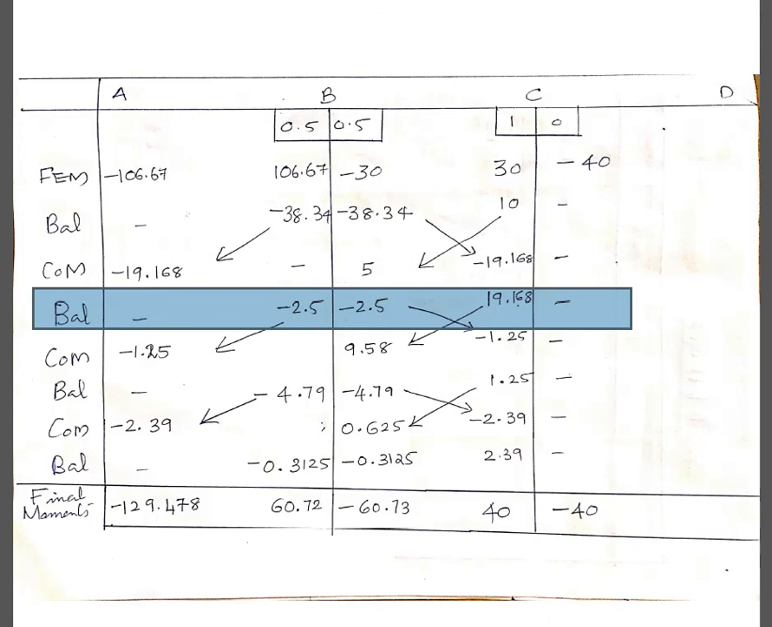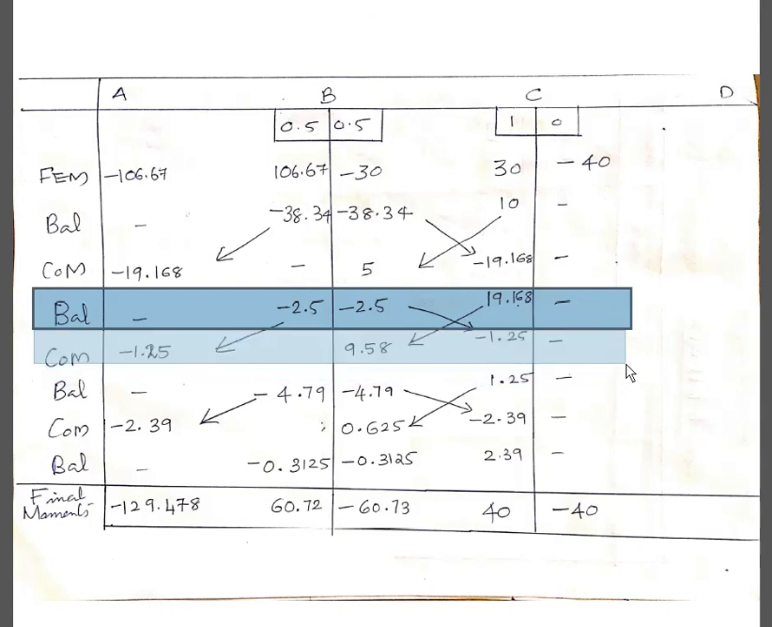So then for joint C, the remaining moment is minus 19.168. So when you distribute it, the point CB will be taking the whole moment. So when you balance it, it is 19.168 for CB and 0 for CD. So balancing is over. So next we have to again carry over the moments from one joint to the other.